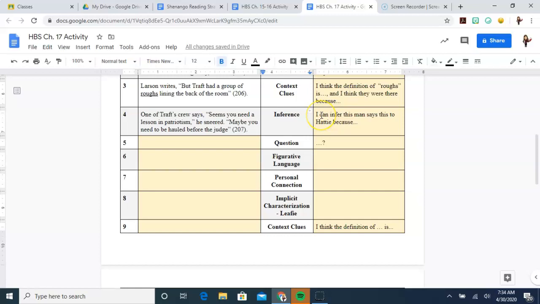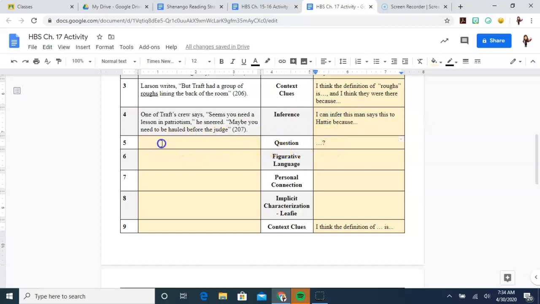Inference again means that you are making an educated guess. So one of Traft's crew says, "Seems you need a lesson in patriotism," he sneered. "Maybe you need to be hauled before the judge." So why would he say this to Hattie? What's your educated guess as to why he would say something like this to her?